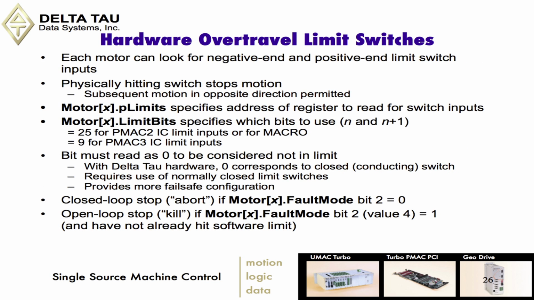Hardware overtravel limits. So there's Motor[x].PLimits, we talked about that, and then the limit bits. If it's a PMAC 2 IC, limit bits start at 25. If it's a PMAC 3 IC, limit bits start at 9, because they're at a fixed location inside the register at a particular address. Again, Power PMAC's automatic setup of these values will have the correct value in there based upon Power PMAC reading what type of hardware it's connected to. For limits, the bits must read as 0 to be considered not in the limit. This is a requirement for safety purposes.